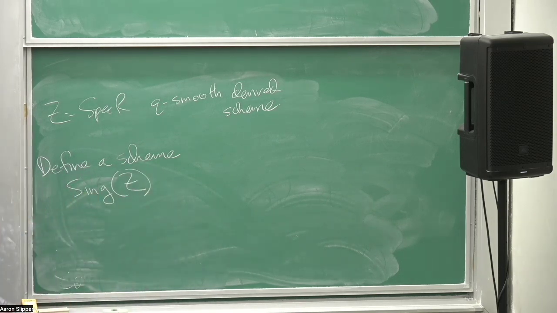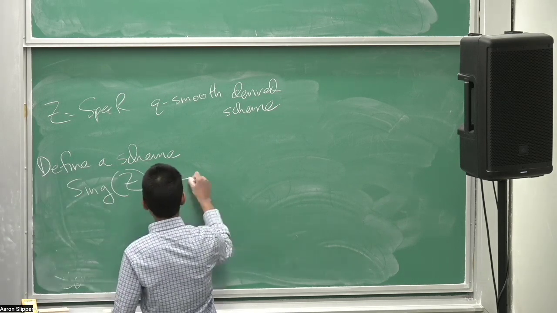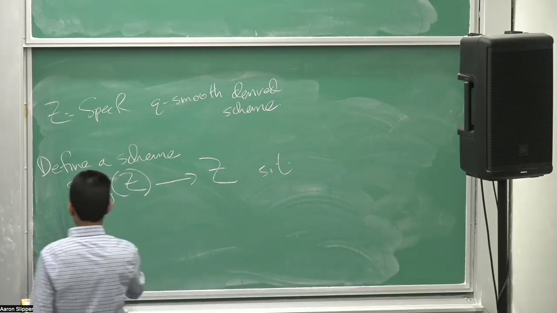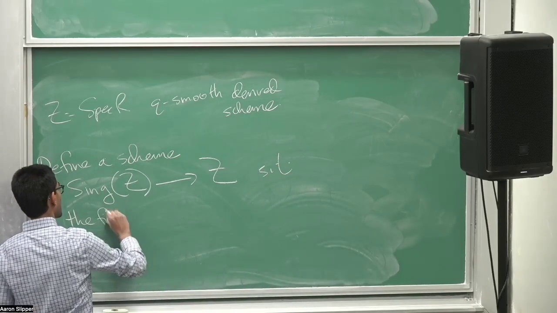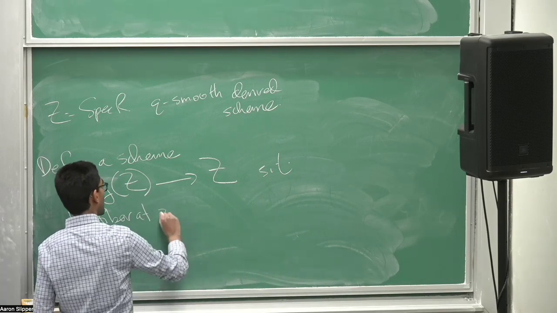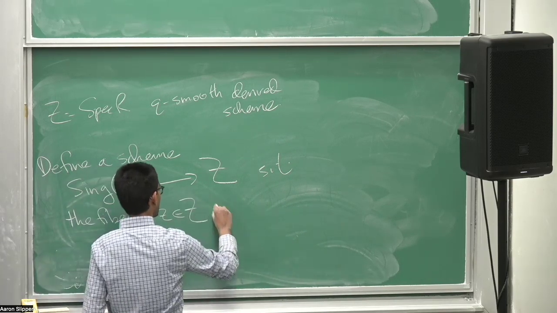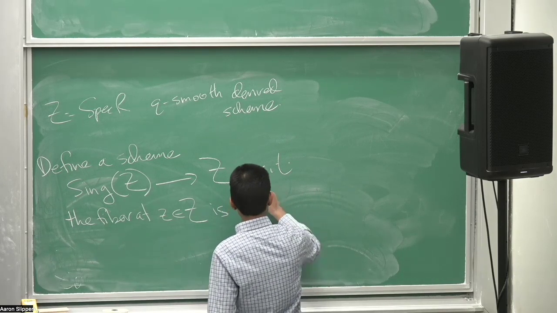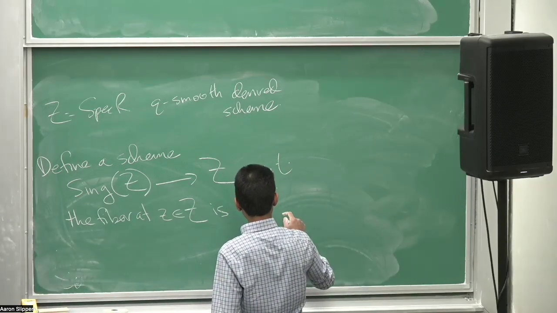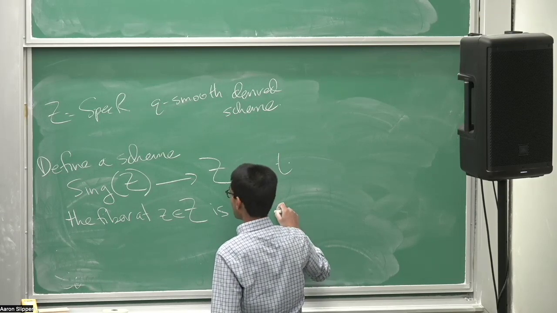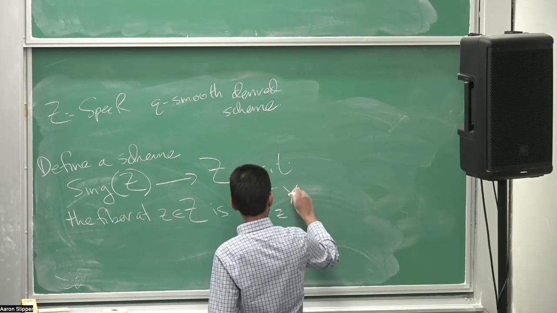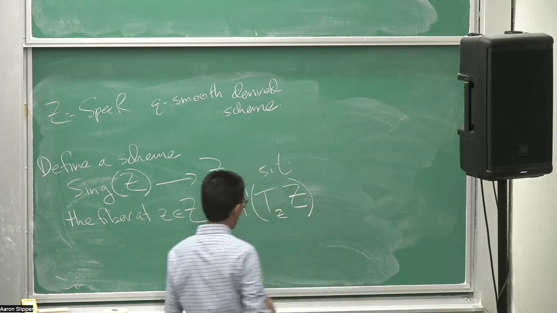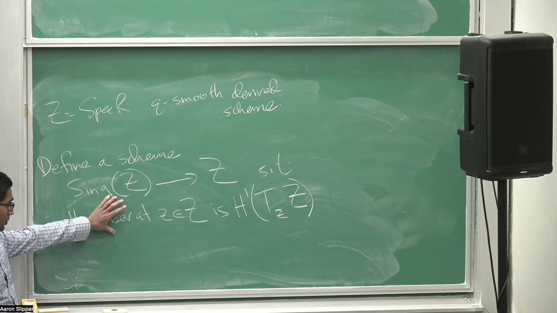And so this is going to be a scheme that lives over Z, such that the fiber of this map at any element of Z is exactly the cotangent space, exactly H1 of the cotangent space.